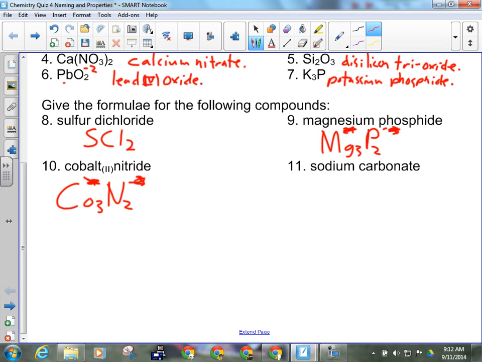All right, number 11, sodium carbonate. Again, ionic. Sodium is +1. Carbonate is -2. So the 2 comes here, the 1 goes there. Since I don't write 1s, I don't need brackets. I can leave it as Na2CO3.